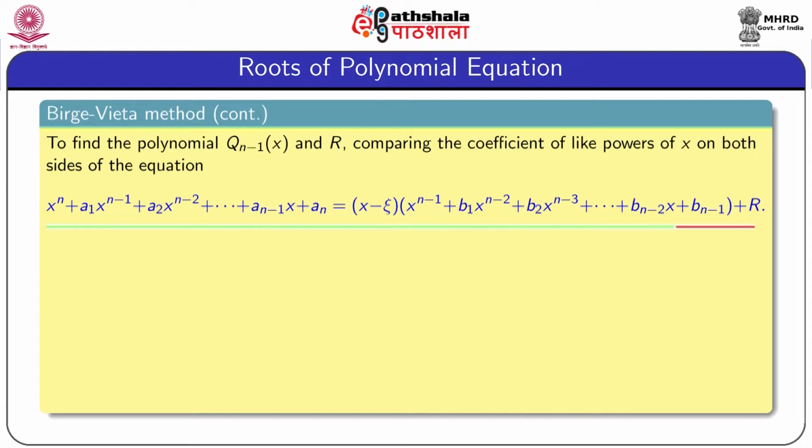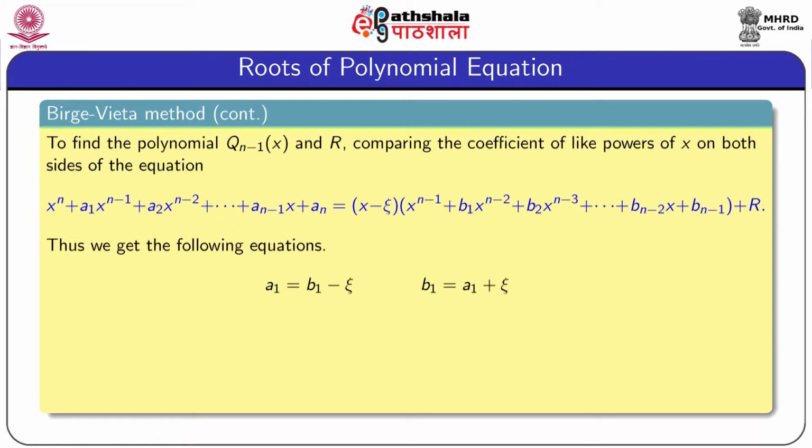(x - xi) times the polynomial Q_{n-1}, plus r. Comparing both sides, we get a1 equal to b1 minus xi. This is obtained from the coefficient of x^(n-1), and it is nothing but b1 equal to a1 plus xi. From the coefficient of x^(n-2), we obtain the second equation, a2 equal to b2 minus xi b1, or it can be written as b2 equal to a2 plus xi b1.